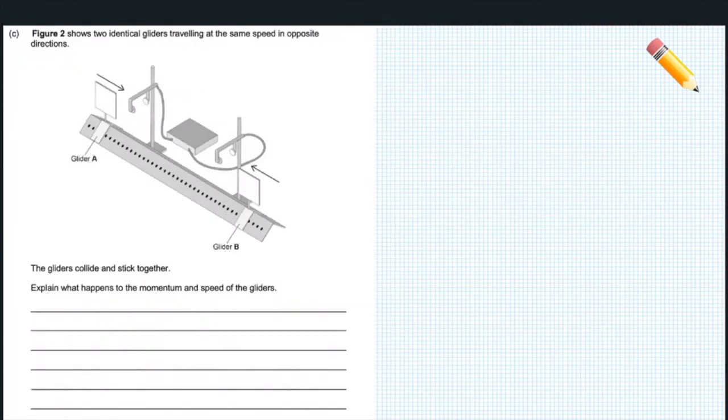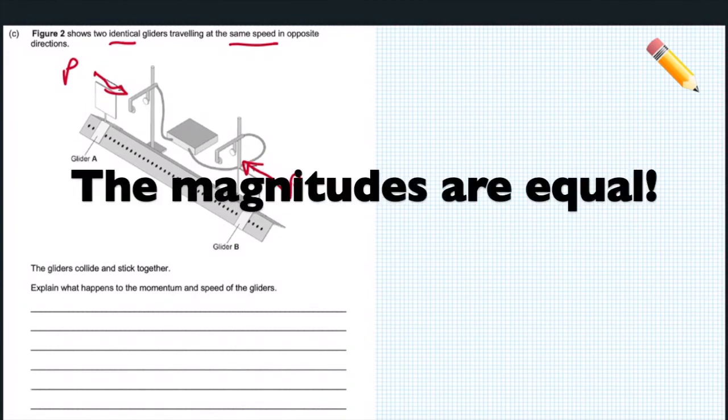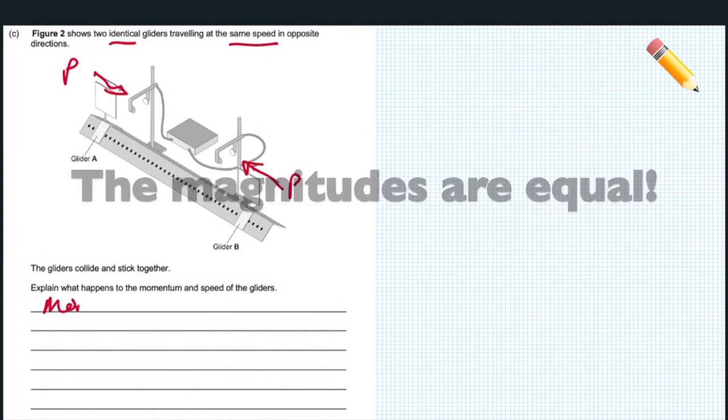Figure 2 shows 2 identical gliders travelling at the same speed in opposite directions. The gliders collide and stick together. Explain what happens to the momentum and to the speed of the gliders. So these identical gliders, so they're the same mass, and they're travelling at the same speed in opposite directions. What that means is that going in this direction, you have a momentum, and going in this direction, you also have a momentum. And because these are the same mass and they're travelling at the same speed, the momentums are equal. And because they're in opposite directions, that means they cancel each other out.